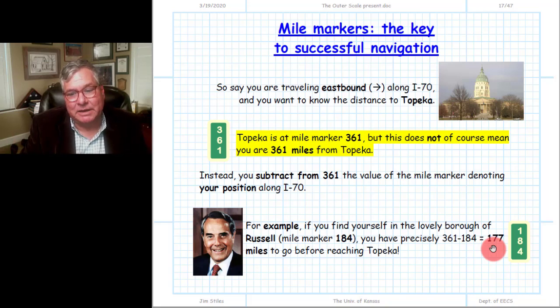Again, 361 and 184 aren't of any significance, but the difference between the two is the distance between you and Topeka, Kansas. Or if you are at Russell and you know that Topeka is another 177 miles further down the road, then you could add 177 to 184 and know that you need to drive until you get to mile marker 361.